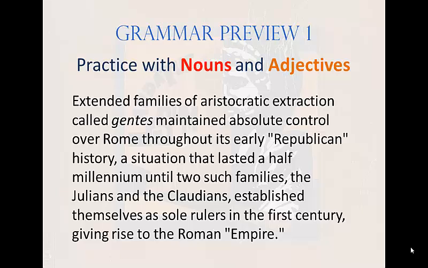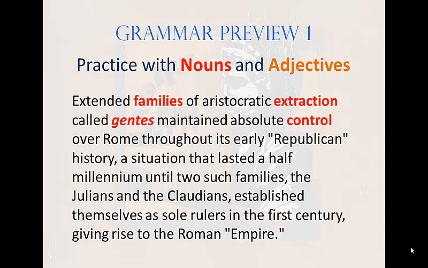2 nouns. Families, it's plural, and extraction, it's an it. Next line, 2 nouns. Yes, gentes and control. Okay, gentes is a weird foreign word, but it's still a noun. Line 3, 1 noun. Right, Rome. Who can't see that? Rome is the noun to end all nouns.